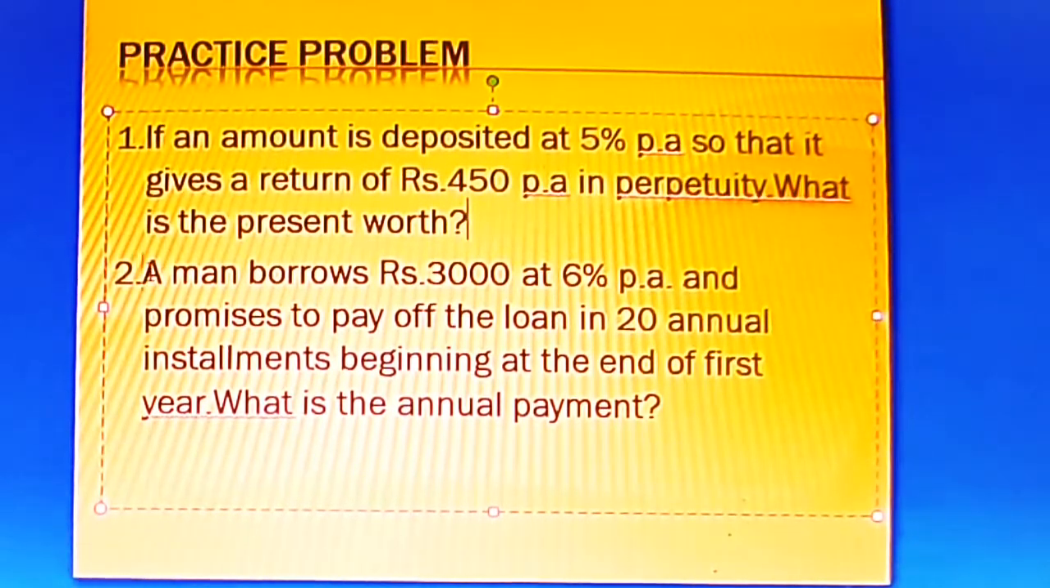Okay, students, the next question: a man borrows 3,000. So here 3,000 is your present value, at 6% annual interest, and promises to pay off in 20 annual installments beginning at the end of the first year. What is the annual payment? So they are asking here to find the value of small a.